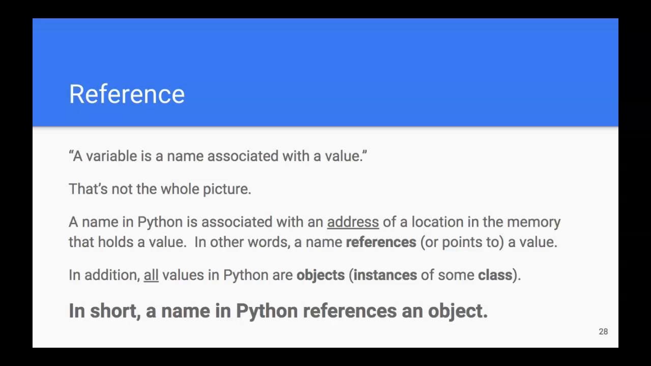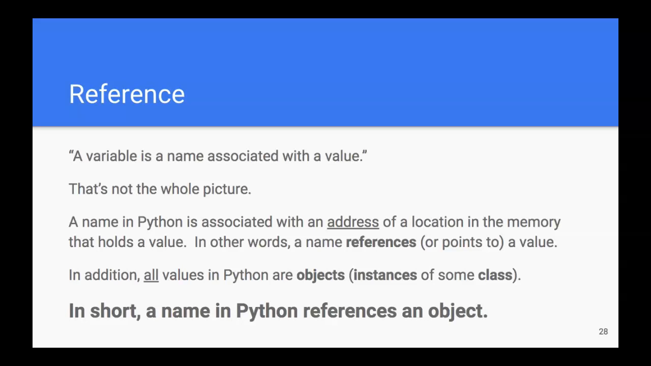For those of you who are C++ or Java programmers, a name in Python is always a pointer or always a reference. It's never the value itself. Now, in addition, all values in Python are objects. As we saw, even a simple integer is an int object, an instance of the int class. So all values in Python are objects.